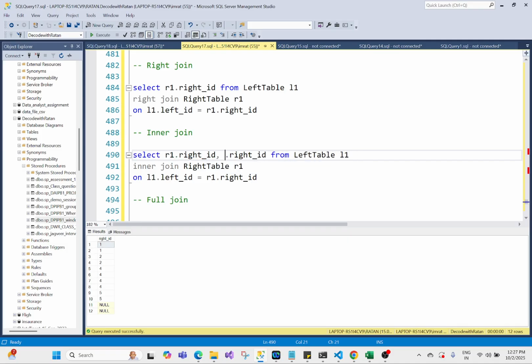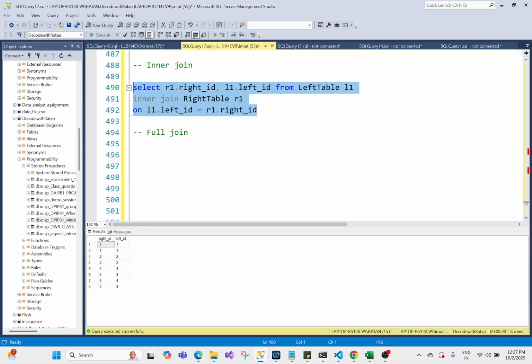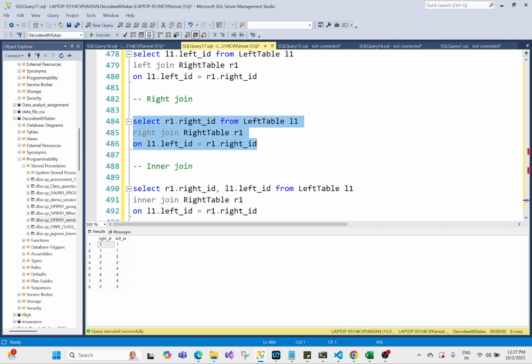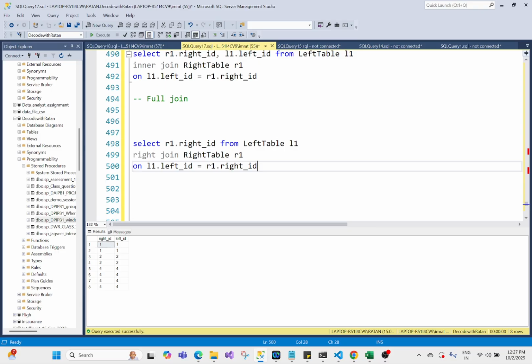L1, L1, and this is left. Okay, so I am taking both the column, one from the left and one from the right, and using the inner join, let's run this. Only the common record from both the tables. And what about the full join? If I'm writing the query for the full join, then what is the output?